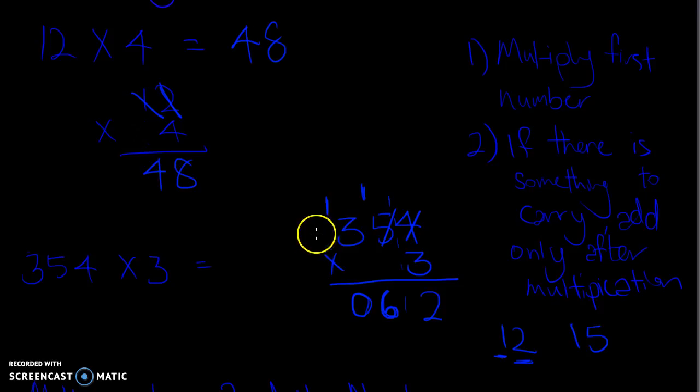Where do I put the 1 of the 10? Because there's nothing here, it's as if I have a 0 here. Now, I put the 1 here. 0 multiplied by 3 gives me 0. So I should end up with 0 plus 1, so I should end up with a 1 here. So my final answer is 1062.